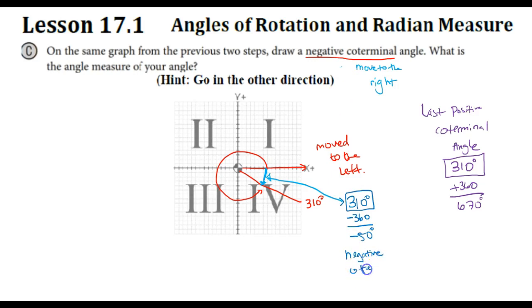So that's a way we could find either our negative coterminal angle or our positive coterminal angle. Keep this in mind because they are going to have us do a couple homework problems on this, so I want you to keep this as a reference. Alright, moving on to the next Explore activity.